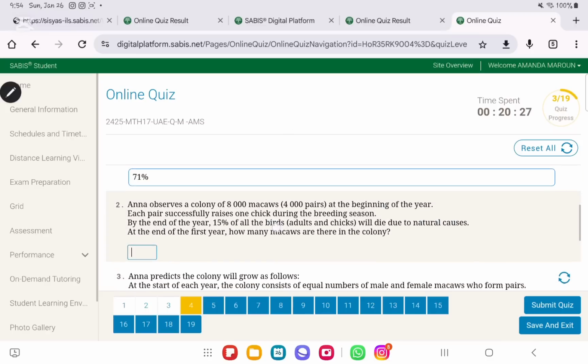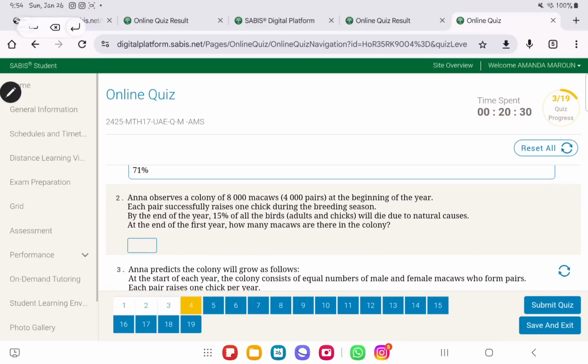Okay, so we move on to part 2. Anna observes a colony of 8,000 macaws, 4,000 pairs, at the beginning of each year. Each pair successfully raises 1 chick during the breeding season. So they are 8,000 macaws, but 4,000 pairs. And each pair successfully raises 1 chick. That means 4,000 chicks are raised.